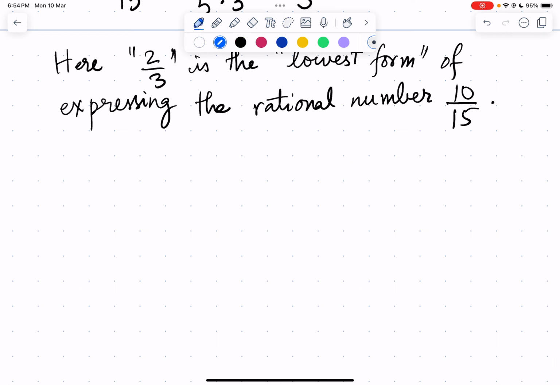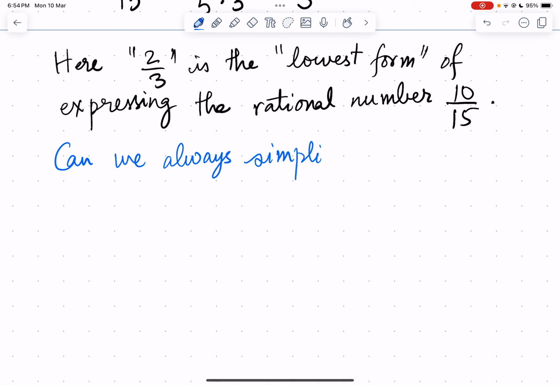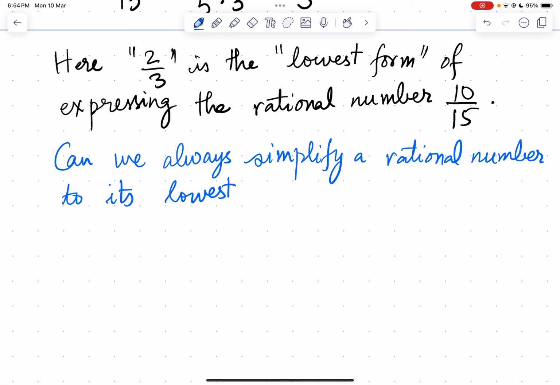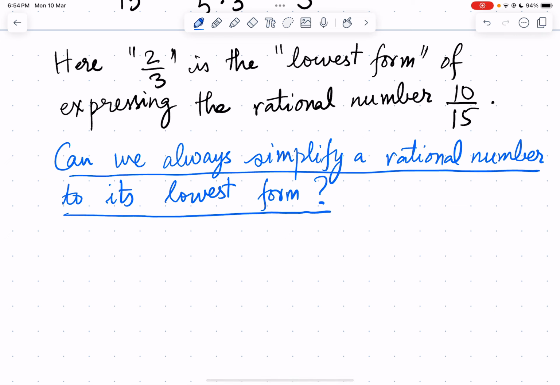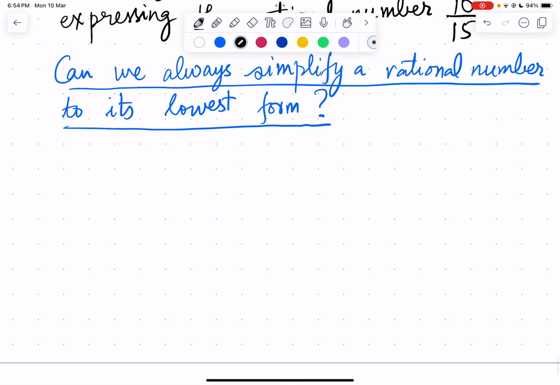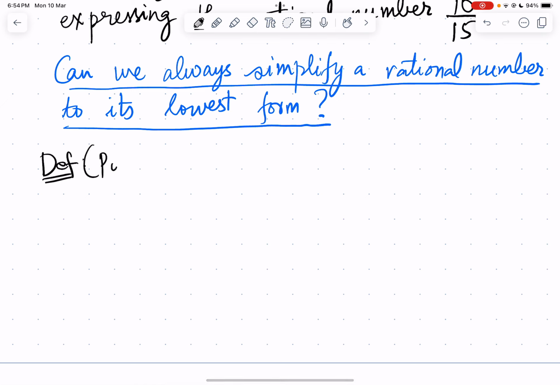So we can ask vaguely, can we always simplify a rational number to its lowest form? So we begin to answer this question by first defining positive rationals. We'll consider lowest forms of positive rationals.